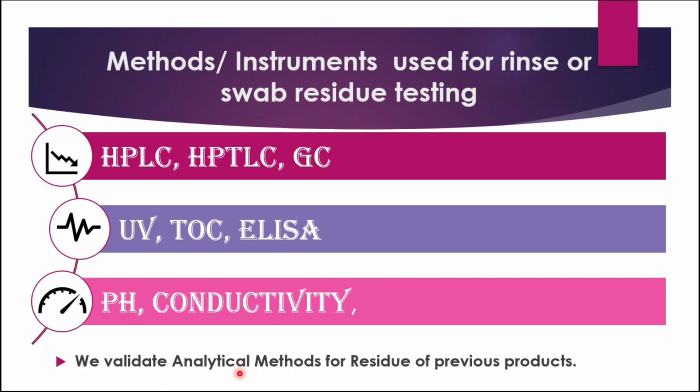We validate analytical method for residue of previous product. That means once you selected the worst case molecule, you have to validate the method for that particular worst case product or residue of that particular worst case product, right? It is not necessary to validate method for each and every molecule for cleaning validation purpose. You may validate it for the routine analysis, but for cleaning validation, you have to consider only the worst case molecule for validation of analytical method for residue of previous product, correct?